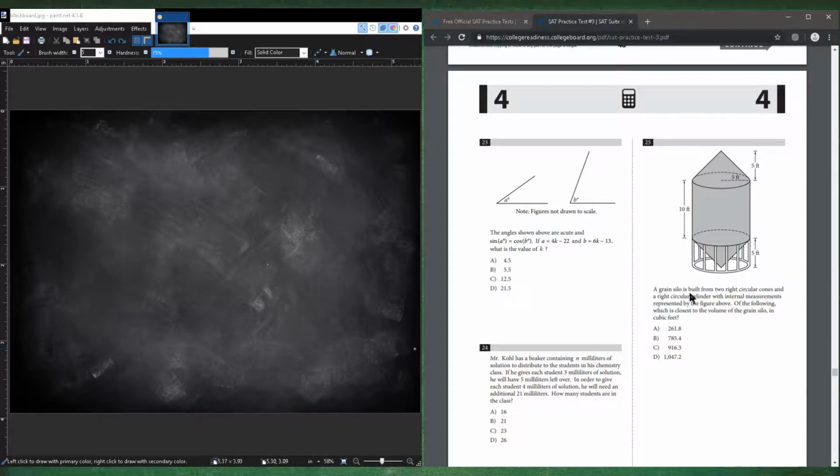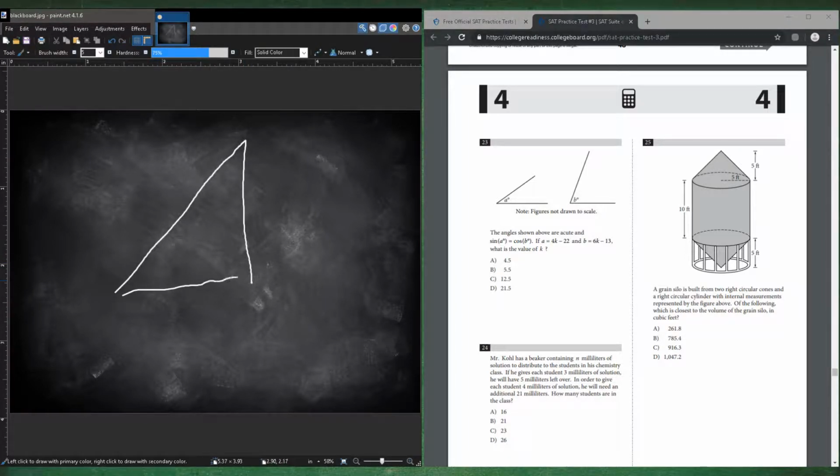Question 23. The angles shown are acute, and sine of A is equal to the cosine of B. If A equals 4x minus 22 and B equals 6x minus 13, what's the value of x? So sine of A equals cosine of B. If you know your trig properties, let's draw a regular triangle. I'll show you why this is true. Let's say this is a right triangle. Trig is always with right triangles. So we have angle A and angle B, with sides a, b, and hypotenuse c.